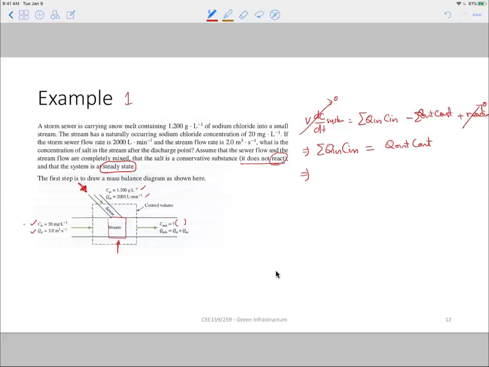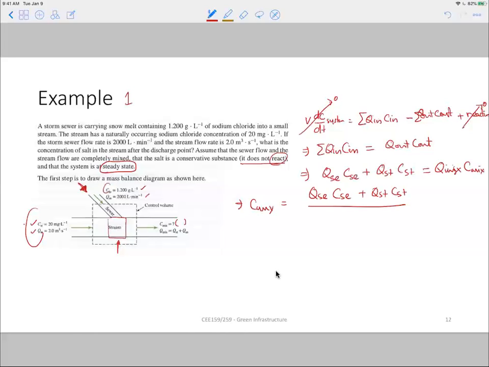So let's say what's coming in. Coming in is the storm. So that will be Q_SC, C_SC. Then this is also coming in, Q stream, C stream. What's leaving the system is the outflow, Q mix and C mix. Well, we asked what's the C mix. So C mix would be Q_SC C_SC plus Q_ST C_ST divided by Q mix. Q mix, based on the equation here, will be Q_SC plus Q_ST. So everything else is given, so it's very easy to calculate.